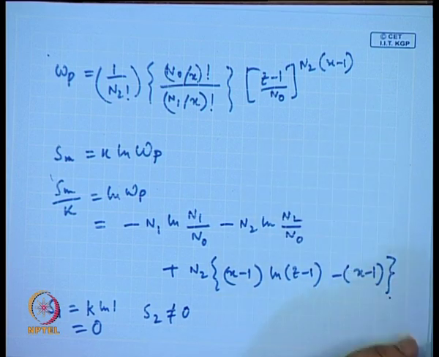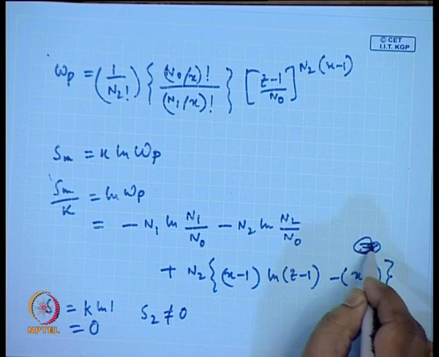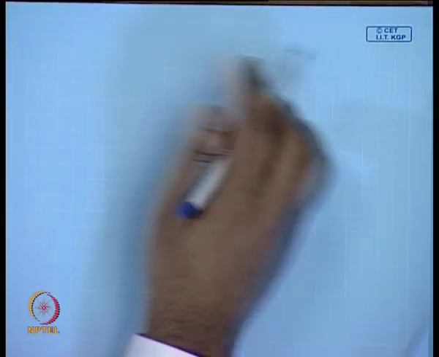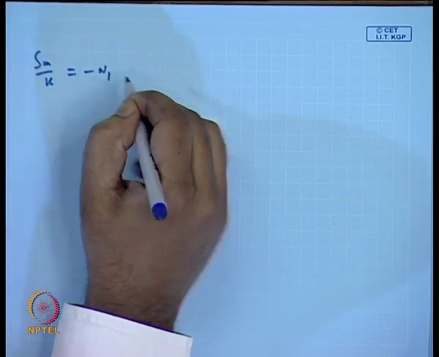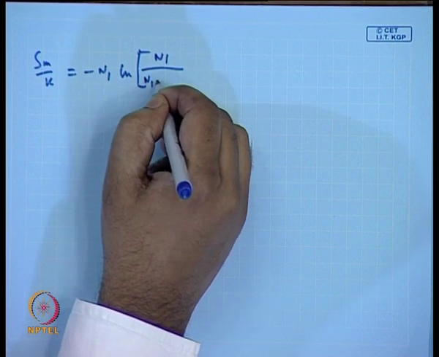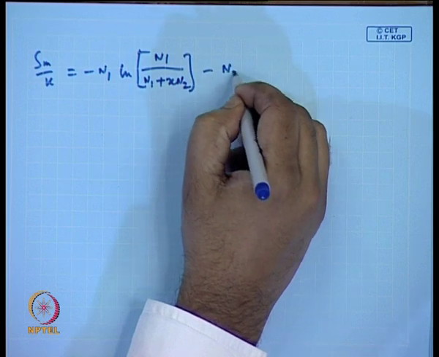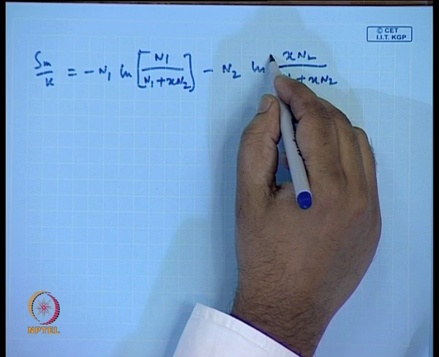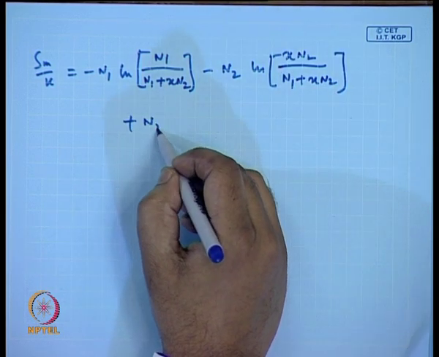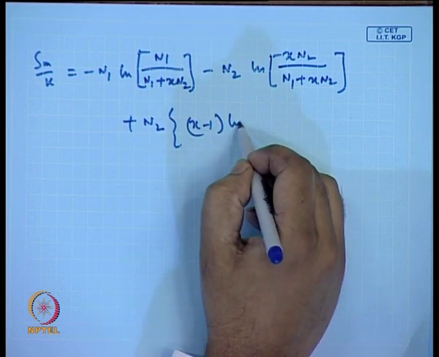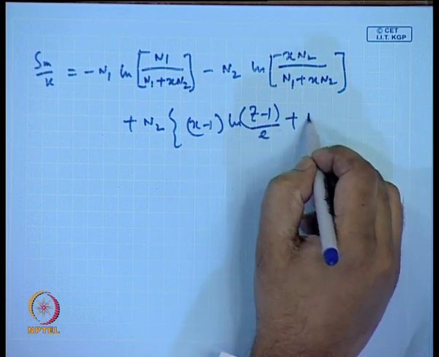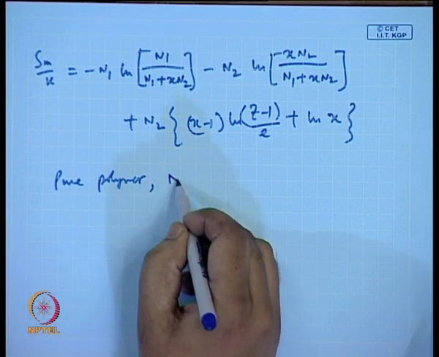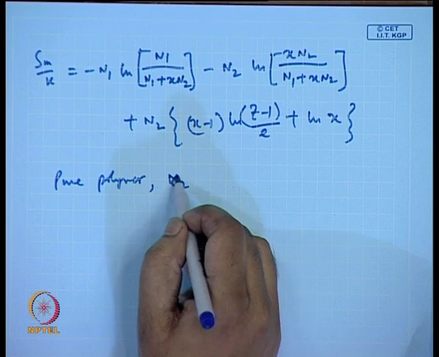So, I will continue. I just take this and do one more mathematical step for simplification. S_m by k is minus N1. These are simple mathematical steps, which I am not explaining, and you can do them yourself. So, for pure polymer, N1 is 0.